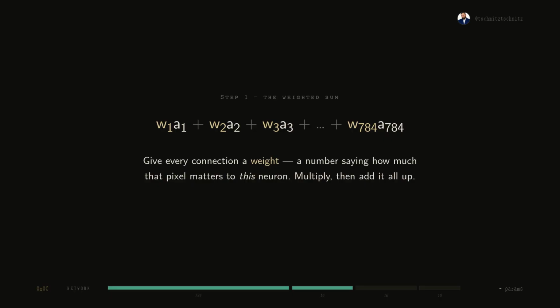A big positive weight means this pixel matters a lot and I want it bright. A negative weight means if this pixel is bright, that's evidence against me firing. And critically, nobody types these numbers in by hand.